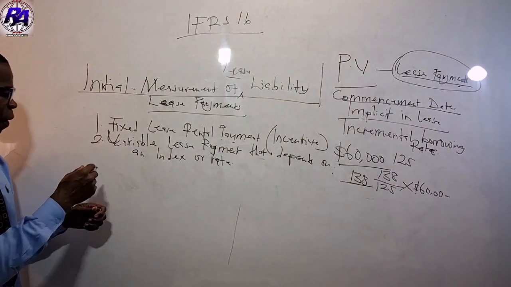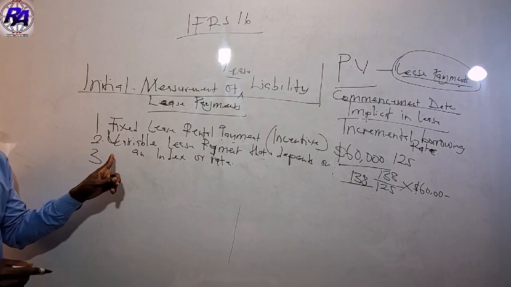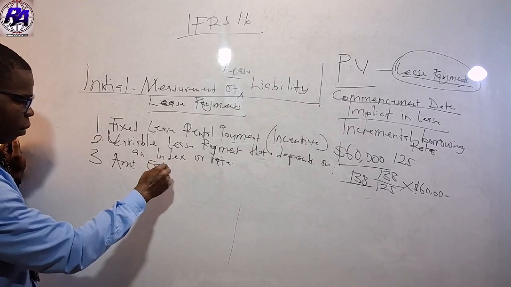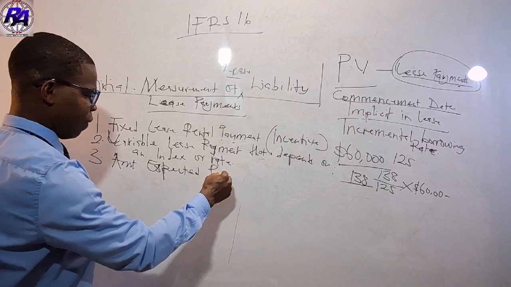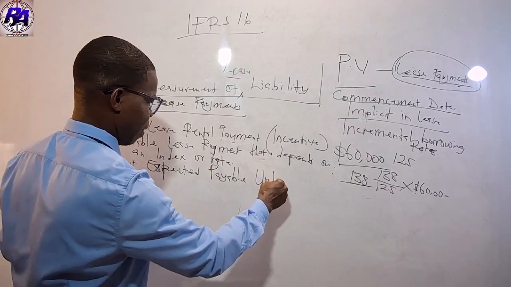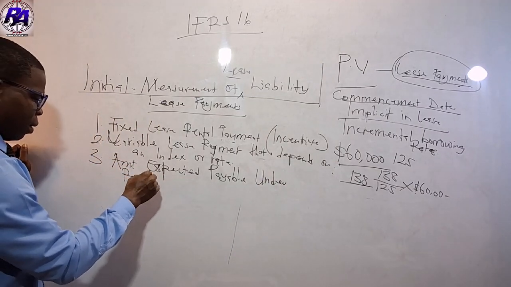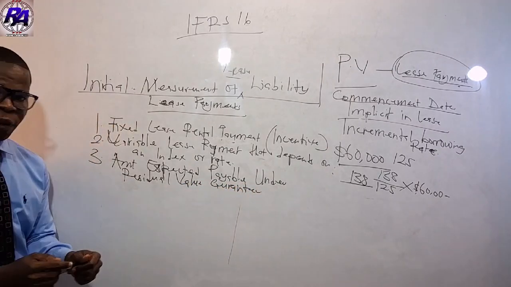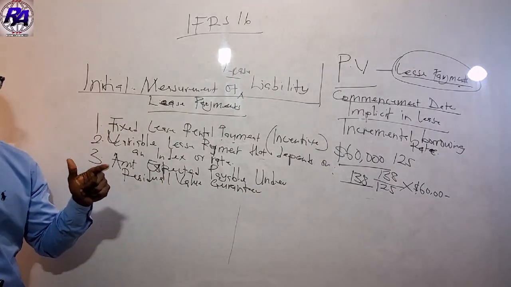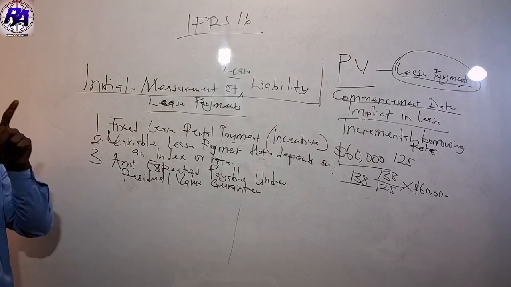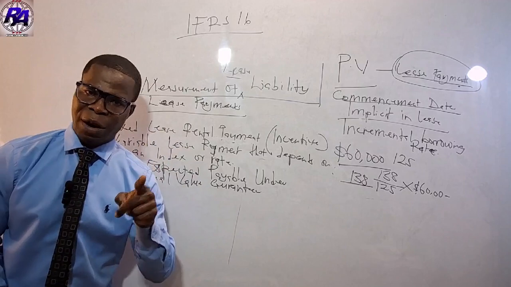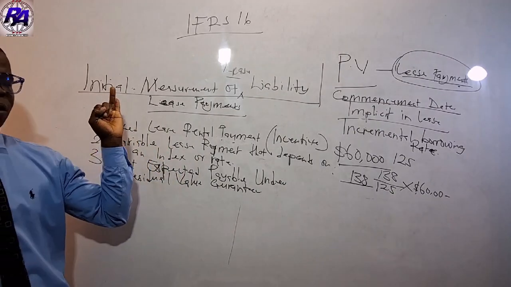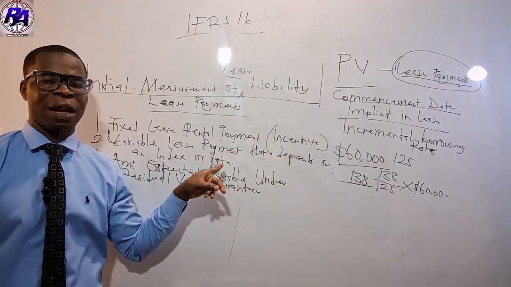Okay, so the next item that constitutes our lease payment has to do with the amount expected to be payable under residual value guarantee. So the third item that constitutes our lease liability is the amount which is expected to be payable, and this amount is expected to be payable under residual value guarantee. Sometimes we have amounts that are expected to be payable which are not under residual value guarantee, but this one is a guaranteed residual value.